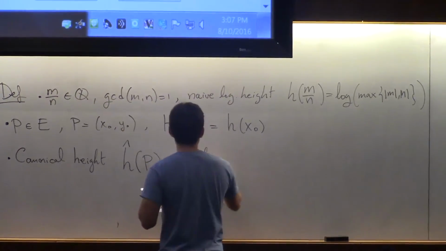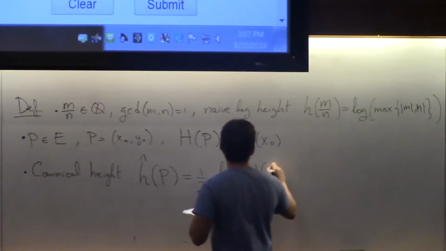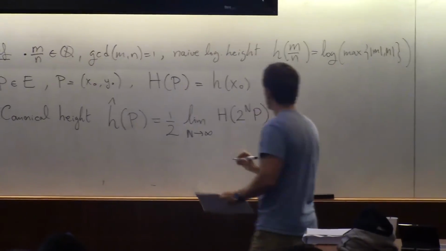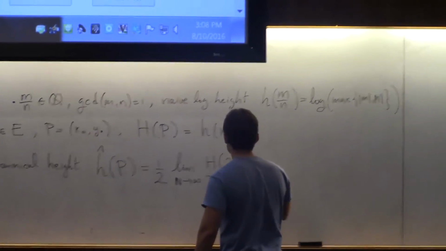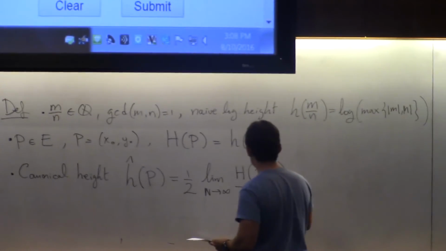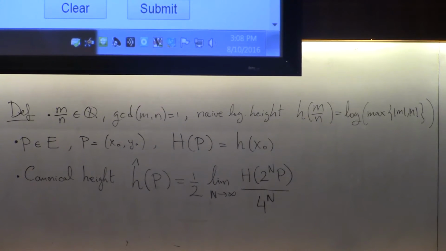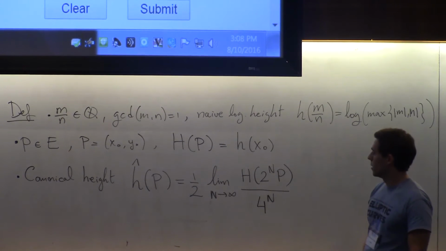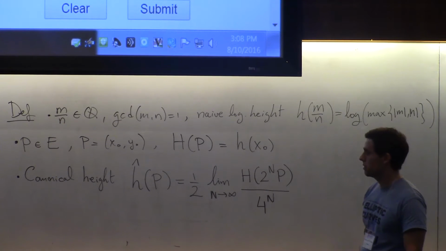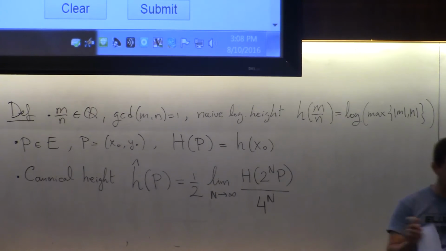It's a half of the limit as n goes to infinity of the height of that multiple of P, nP, divided by, that's going to be very big, so I have to divide it by some normalization factor, 4 to the n. I think it's the Néron-Tate height. This converges and has some very nice properties that I'm going to tell you. So what are these very nice properties?